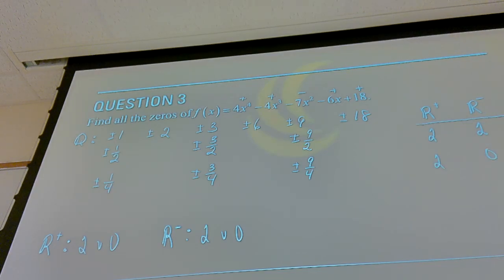You could have 2 positive and no negative, which would mean you have how many complex? You could have no positives and 2 negatives, so how many complex? You could have no positives and no negatives, so how many complex? That is the extremely sad case. That case you cannot solve right now. That requires complex analysis. So let's hope it's not that case.